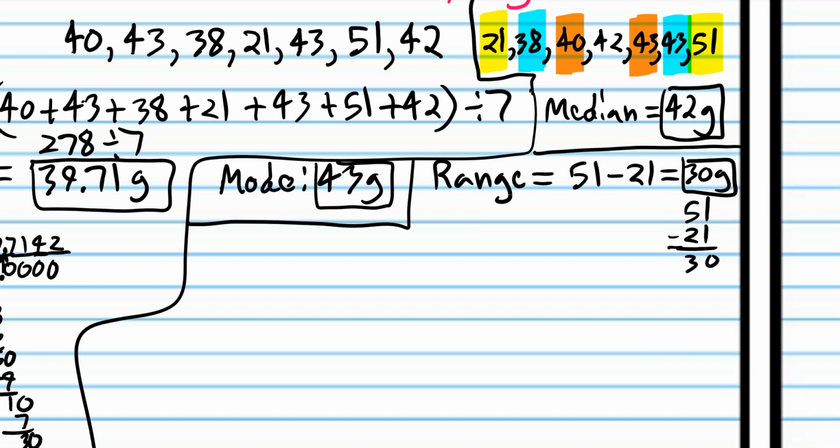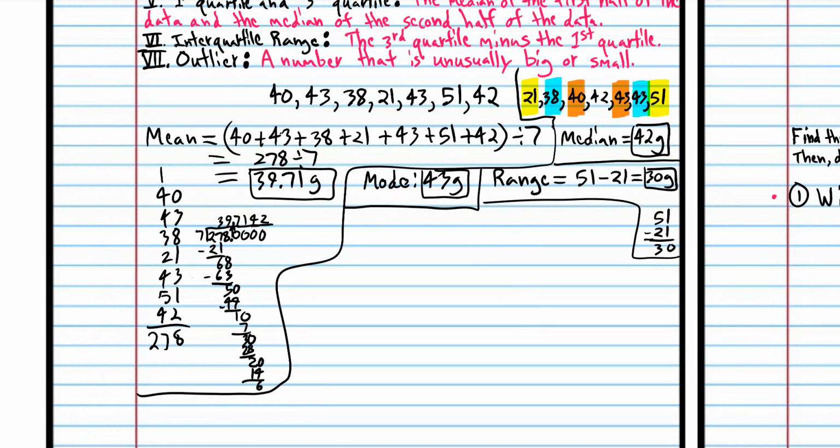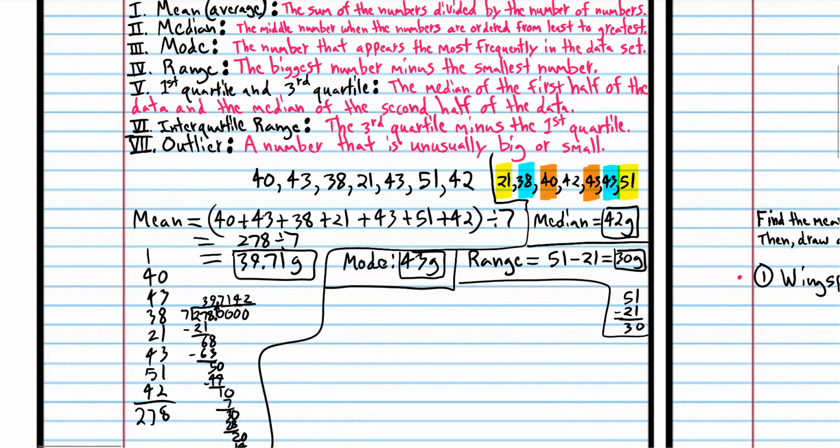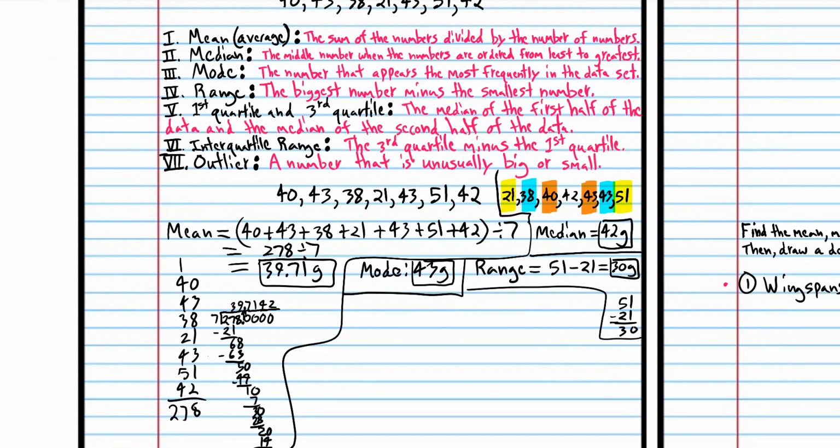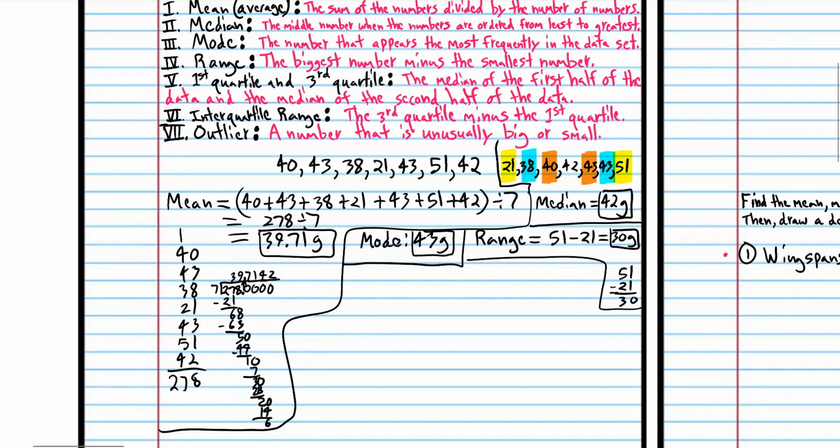And we should probably put our subtraction sign there. All right, so that shows our work for the range. So that just tells us how spread out the data is. If we had a much bigger maximum value, say we had 100 instead of 51, or say we had only 5 as the smallest value instead of 21, the range would be much bigger. The numbers would be much more spread out. So the range measures how spread out the data is.